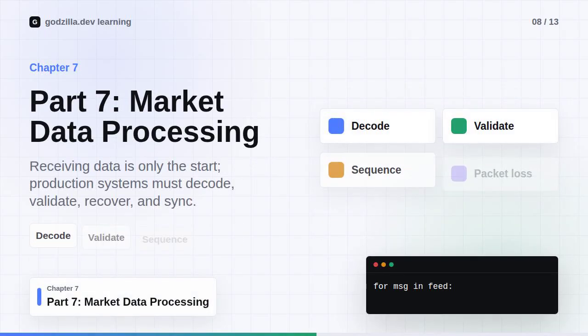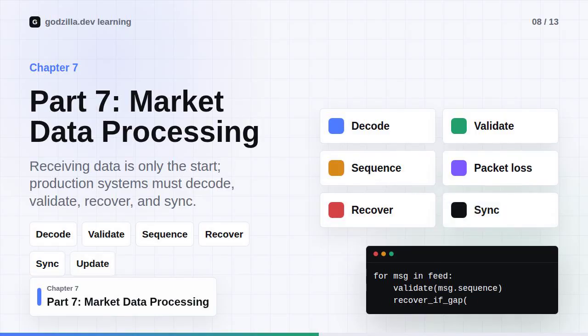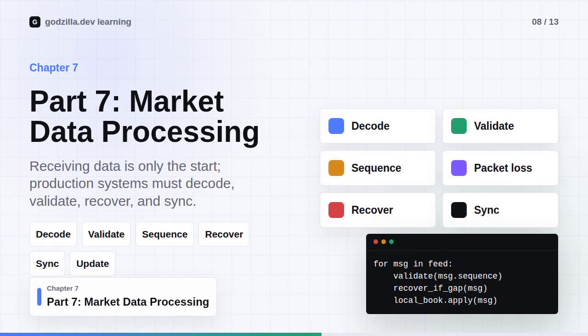Receiving market data is only the beginning. A production system must decode exchange protocols, validate messages, handle sequence numbers, detect packet loss, recover missing data, maintain synchronization, and update the local order book. These operations run continuously throughout the trading day, often across millions of messages per second.